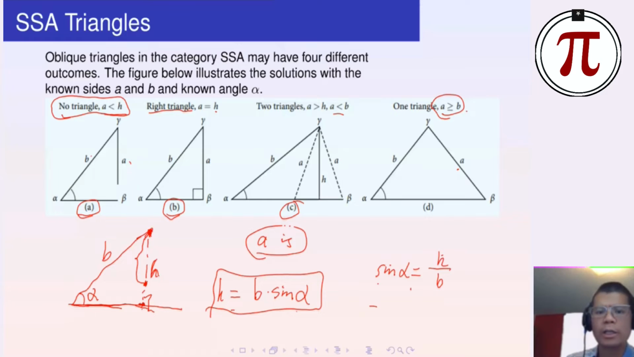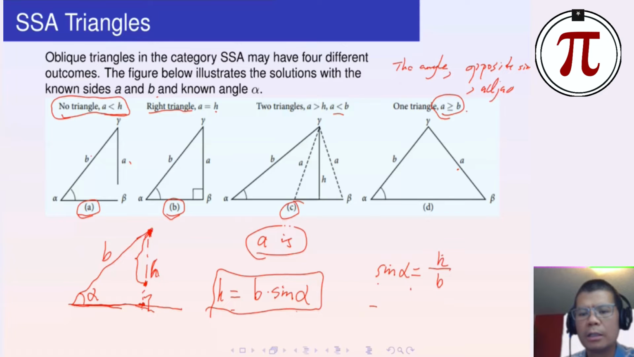Now this one is just a given example, right? So if alpha, A, B are given, but you really need to know the angle, the opposite side, and one adjacent side. Angle, opposite side, adjacent side.